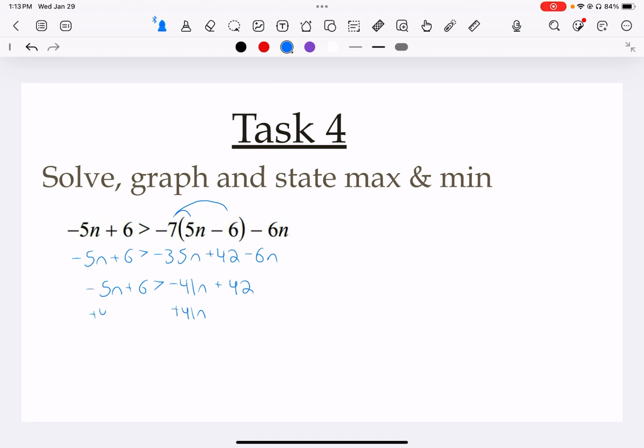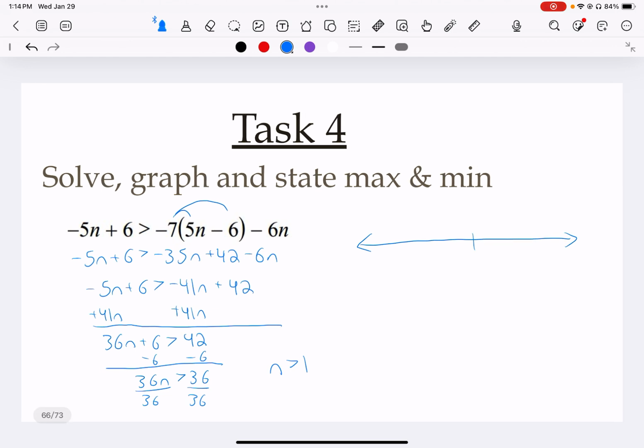I can add 41n to both sides. Negative 5n plus 41n is 36n plus 6 is greater than 42. Subtract 6 from both sides. 36n is greater than 36. Divide both sides by 36. I'm left with n is greater than 1.